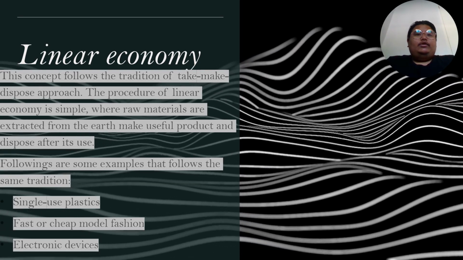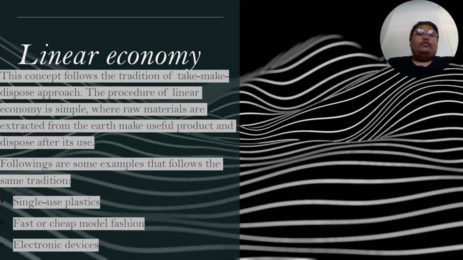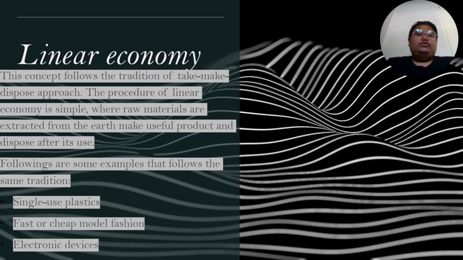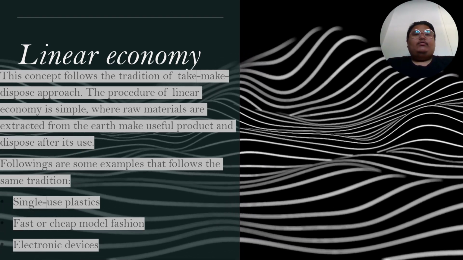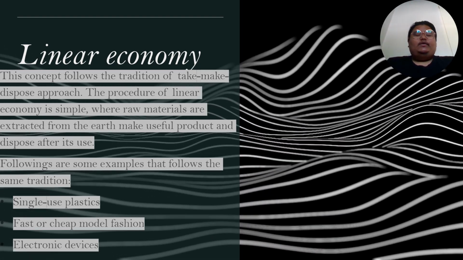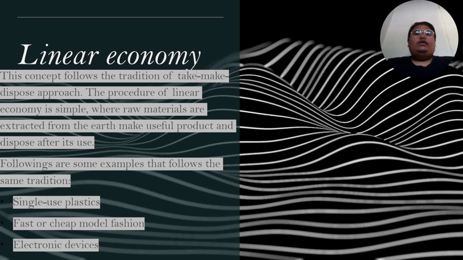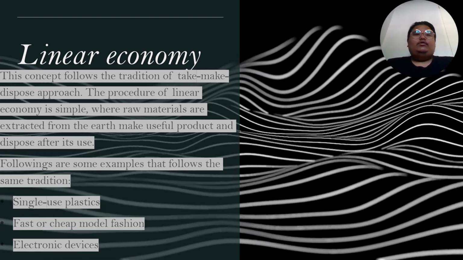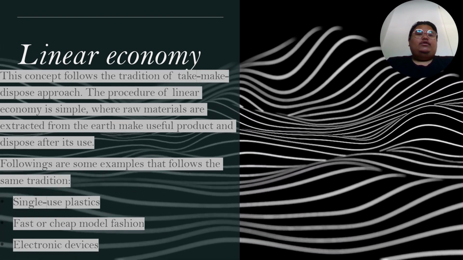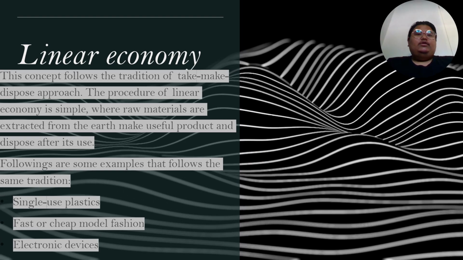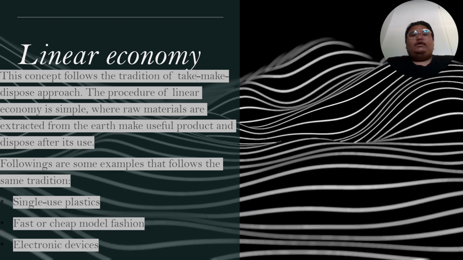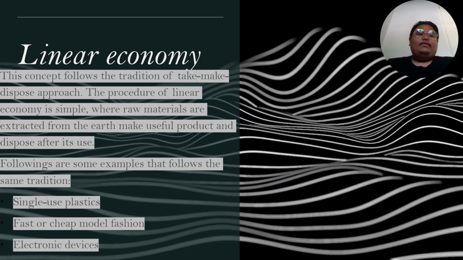The linear economy, as we know, follows the traditional take, make, and dispose approach. In this linear economy, it is very simple. The raw materials are extracted from the earth, we make useful products from them, and we dispose of them, and we don't reuse them from time to time. So here are some examples that follow the same tradition.